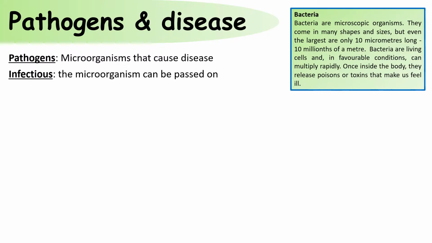Bacteria. Bacteria are microscopic organisms. They can have many shapes and sizes, but are generally only about 10 micrometers long. Bacteria are living cells which in favourable conditions can multiply rapidly. Once inside the body, they can release poisons or toxins that make you feel ill.